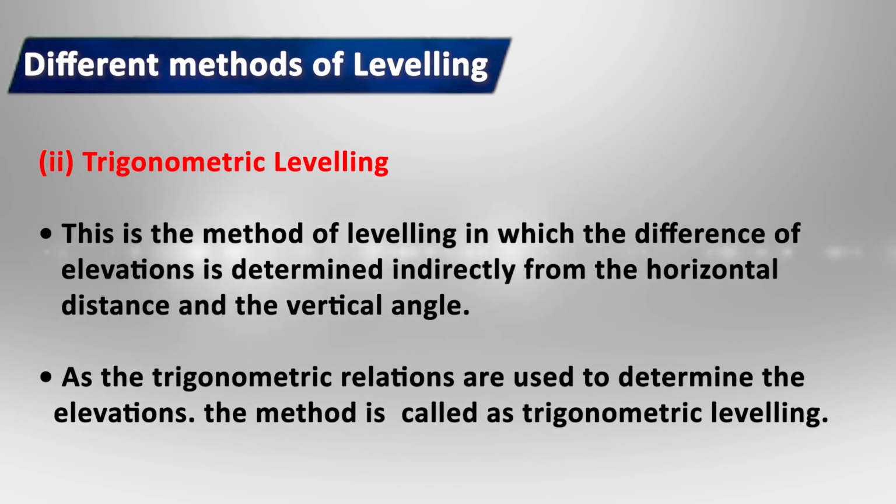Next leveling we will be dealing with is trigonometric leveling. This is the method of leveling in which the difference of elevations is determined indirectly from the horizontal distance and the vertical angle. As trigonometric relations are used to determine the elevations, this method is called trigonometric leveling. This method is particularly useful in topographical surveys, such as determining the elevation of structures like buildings, chimneys and church spires, etc. It is also advantageous in challenging terrains such as mountainous areas.